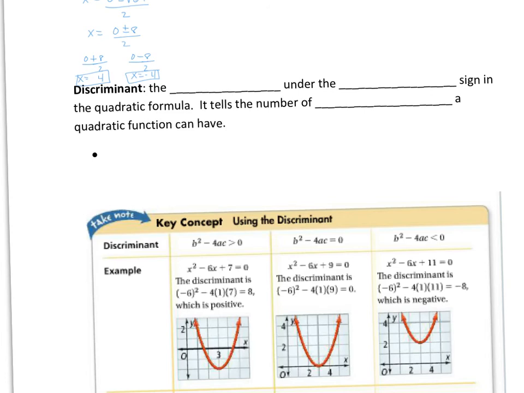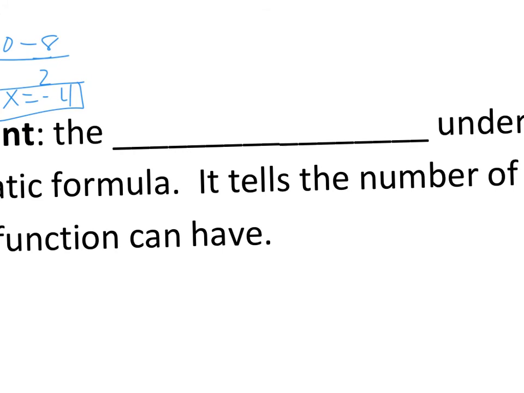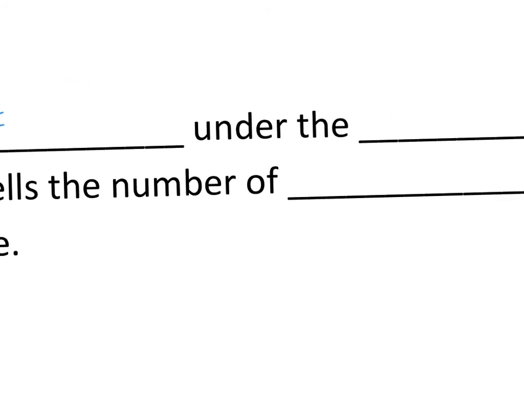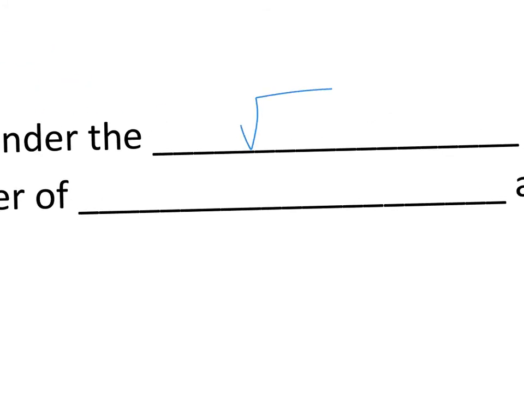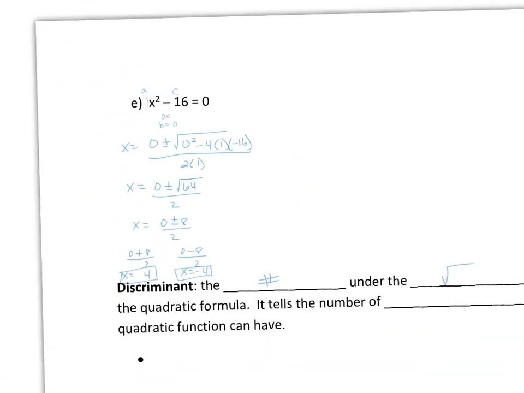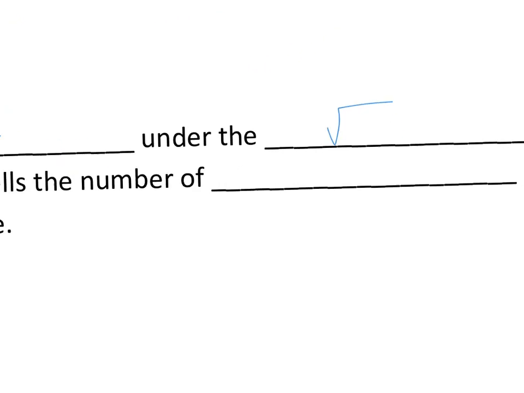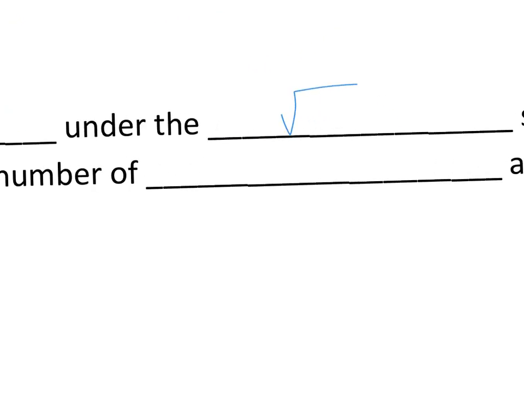Okay, so on discriminant, the discriminant is simply the number under the radical symbol or radical sign. So back up here, our number underneath the radical sign was 64. So just basically what number's inside that square root, that's what's called the discriminant. And it's going to tell you the number of solutions.